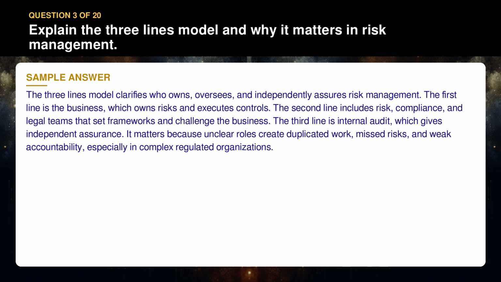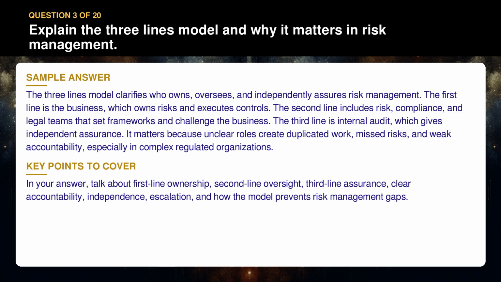The 3 lines model clarifies who owns, oversees, and independently assures risk management. The first line is the business, which owns risks and executes controls. The second line includes risk, compliance, and legal teams that set frameworks and challenge the business. The third line is internal audit, which gives independent assurance. It matters because unclear roles create duplicated work, missed risks, and weak accountability, especially in complex regulated organizations.